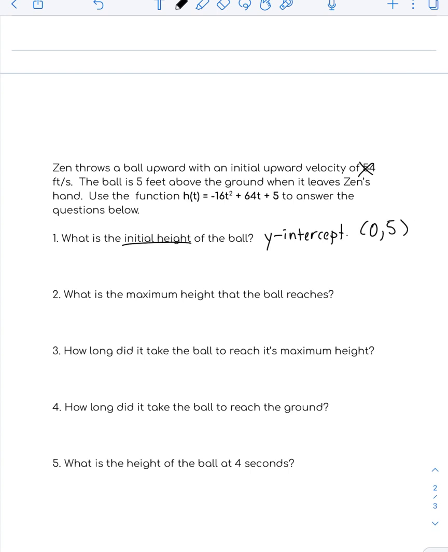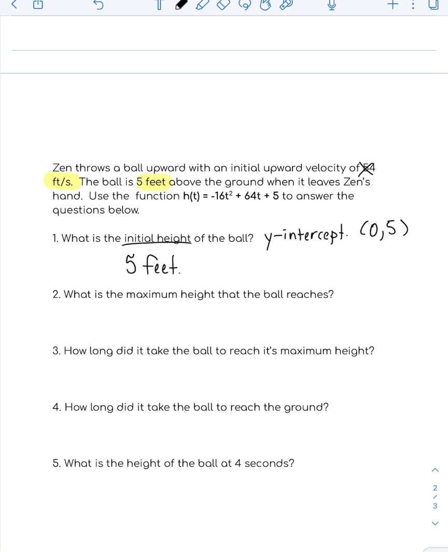Now let's use that to answer the question. What is the initial height? Well, I noticed in our problem they talk about feet and feet per second. So when I talk about height or distance, I'll talk about feet, and when I talk about time, I'll talk about seconds. So what's the initial height? The initial height is 5 feet off the ground.